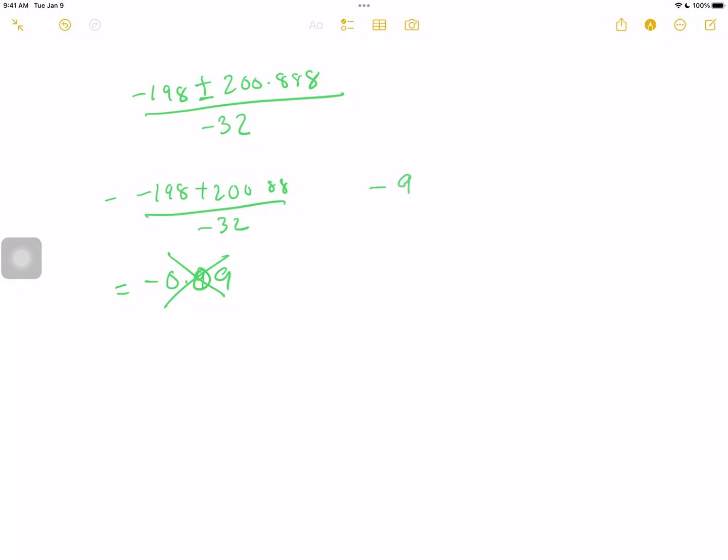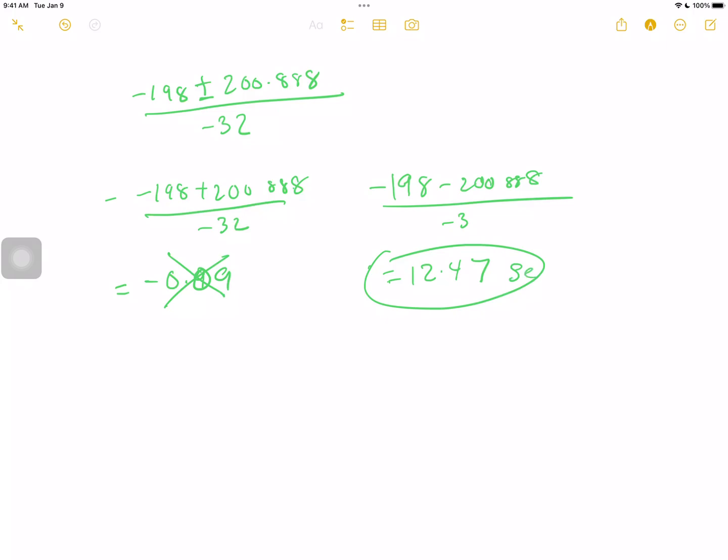Negative 198 minus 200.888 divided by negative 32. That gives us 12.47. And that's how long, 12.47 seconds, to be more precise, it will take for the object to hit the ground.